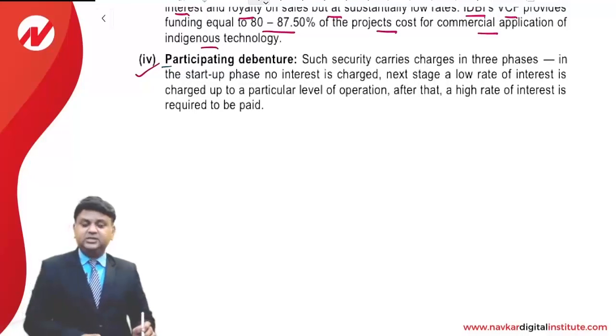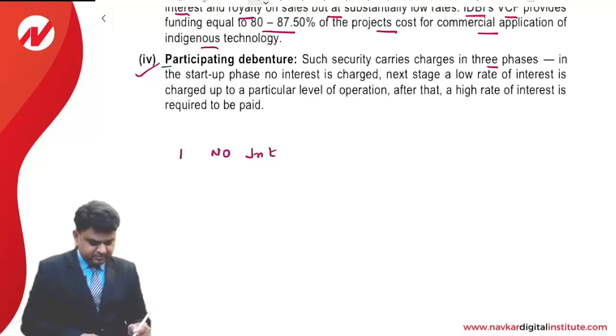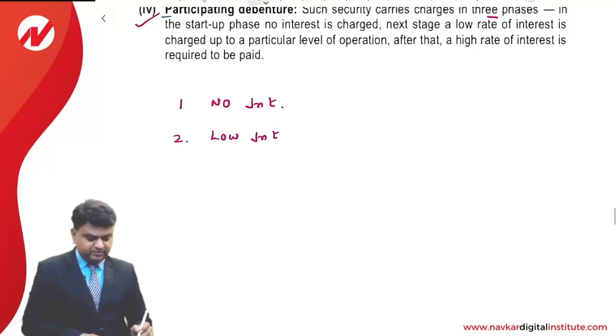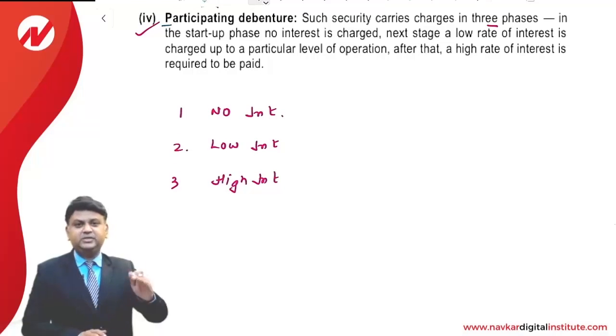Participating debenture is one more way of raising finance. Such a security carries a charge in three phases. In the startup phase, no interest is charged. In the next stage, a low rate of interest is charged up to a particular level of operation. After that, a high rate of interest is charged. That is the way the interest will be charged progressively.